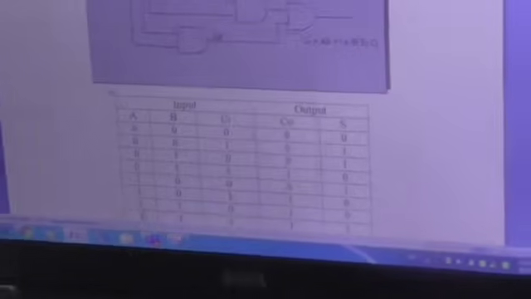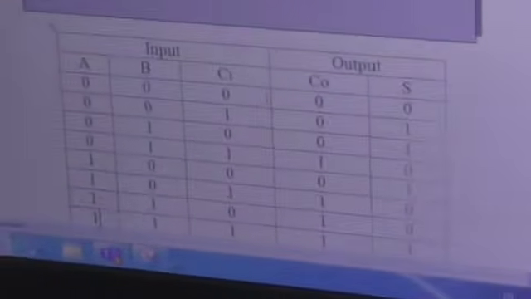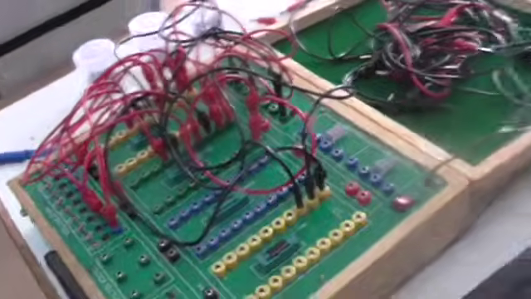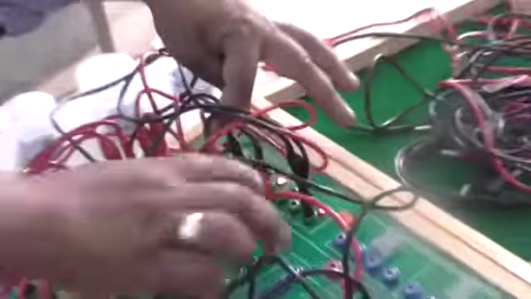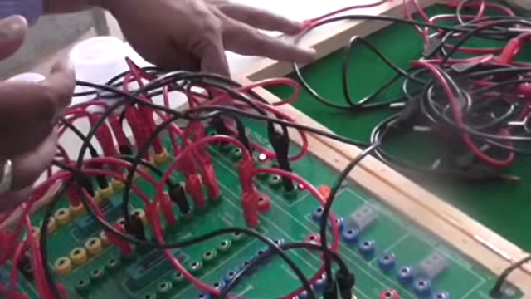Clear? Now check the truth table. All the conditions we are checking. Okay, if all the inputs are 0, all outputs are 0. Second, if one of the inputs is 1, sum is 1. Clear? Here the sum we connected, sum is 1, here is 0. Second, 0 1 0, sum is 1.